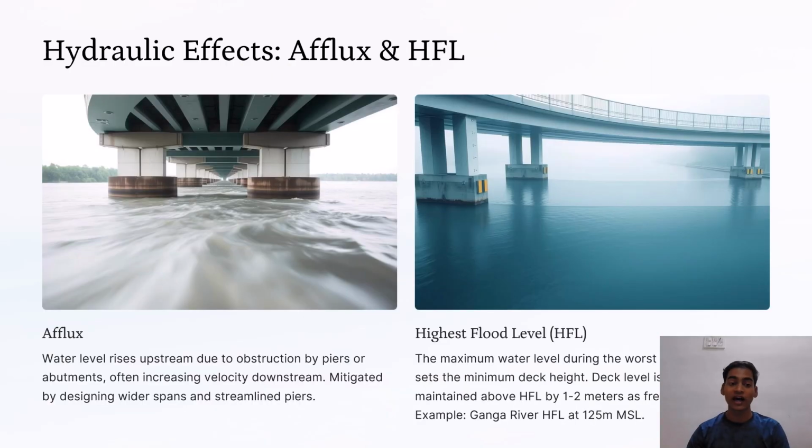Now we are going to talk about the hydraulic effects that act on a bridge, that are afflux and high flood level. So afflux: water level rises upstream due to obstruction by piers or abutments, often increasing velocity downstream. Can be mitigated by designing wide spans and streamlined piers. Highest flood level: the maximum water level during the worst possible flood sets the minimum deck height. Deck level is maintained above HFL by 1-2 meters freeboard. A good example is the Ganga River HFL, that is 125 MSL.